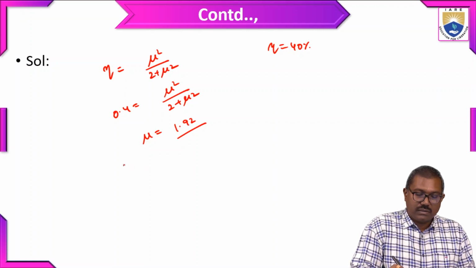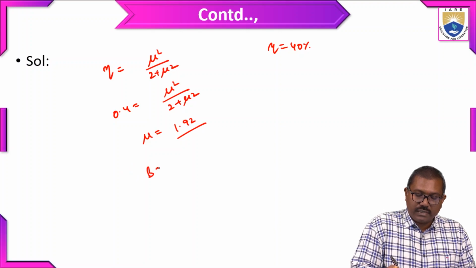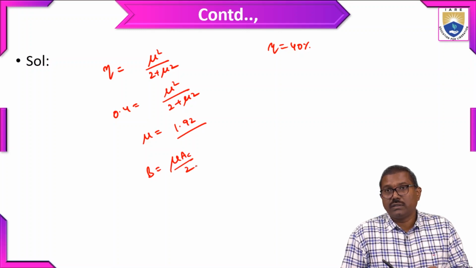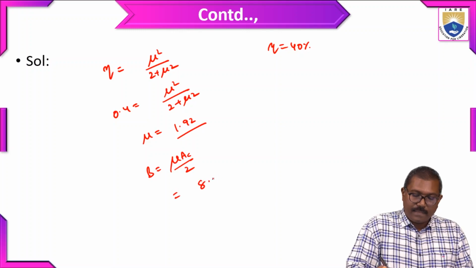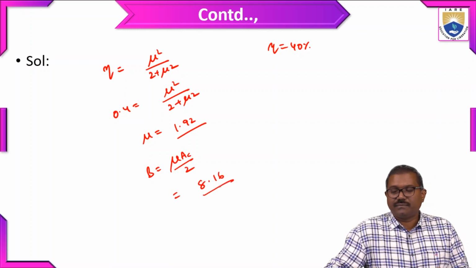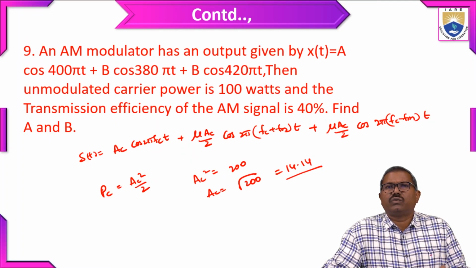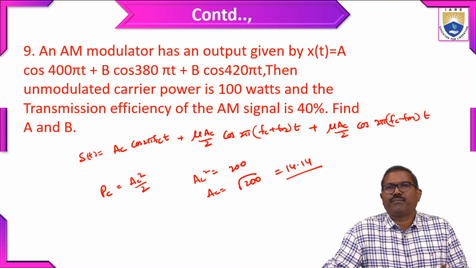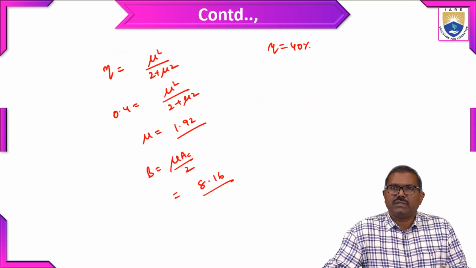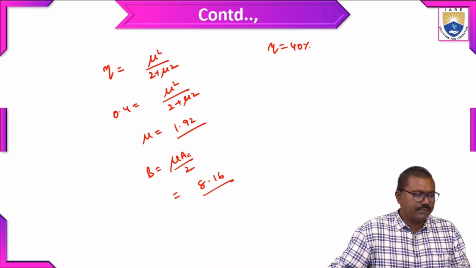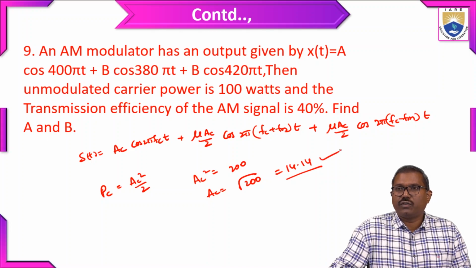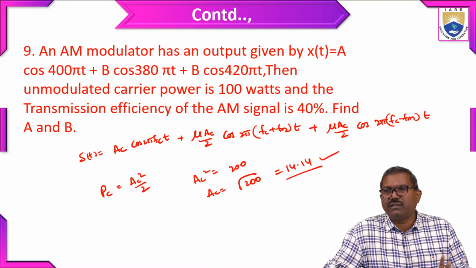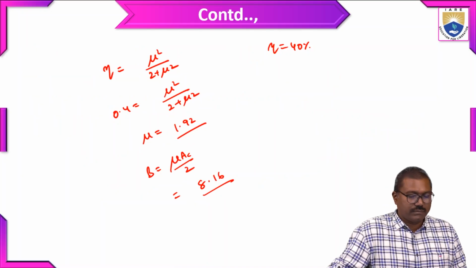From this, the sideband amplitude you can take as B equal to mu AC by 2. Already we found the AC value. You know the mu value. So substituting these values, we get 8.16. We come back to this one; we are going to find the A and B. A value is 14.14 and B value is 8.16.